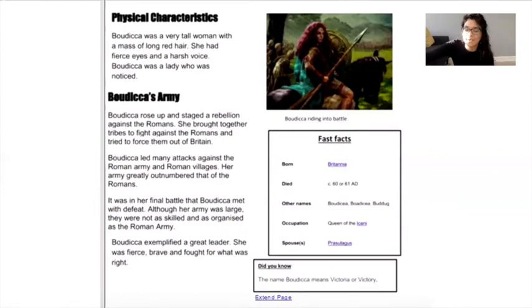Boudicca exemplified a great leader. She was fierce, brave, and fought for what was right. And then a nice little did you know? The name Boudicca means Victoria or victory. So that is your text map for this topic.